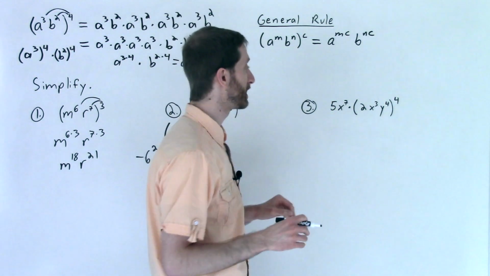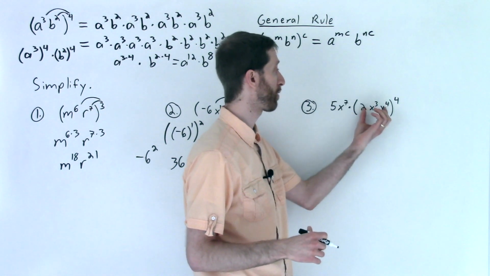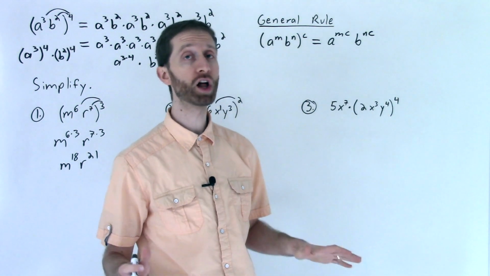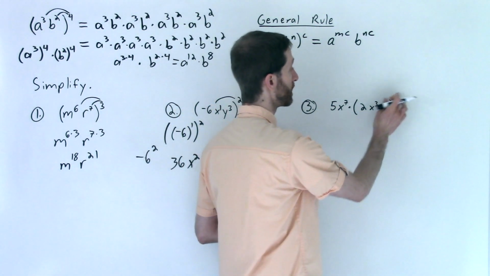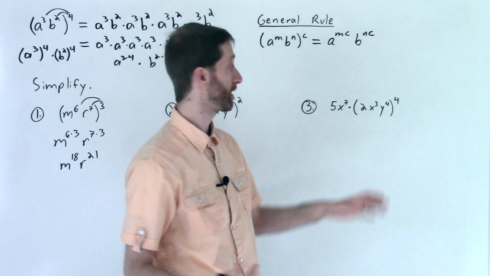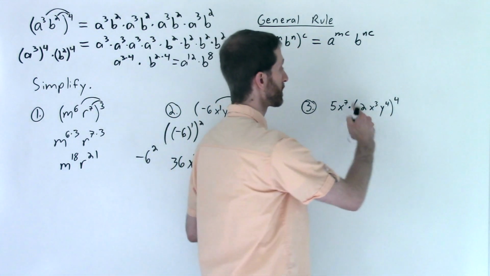Last but certainly not least, we got a juggernaut of a problem. I've got 5x to the 7th times that whole product being raised to the 4th. We'll do the order of operations. It rules all operations. And we'll deal with this exponent to this group first before multiplying by 5x to the 7th, right? Exponents first before products, before multiplication. So I'll deal with this.